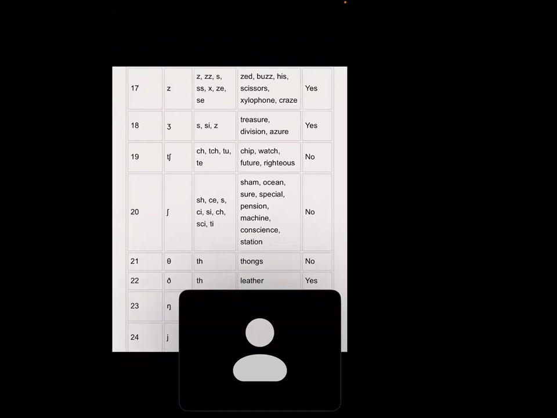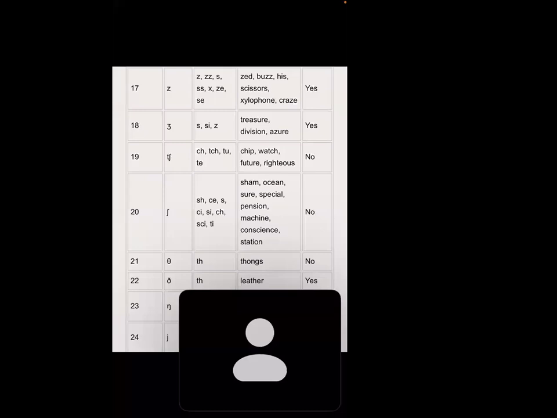All right, so this sound is found in words with letters S, SI, and then Z. For example, treasure, division, azure. The word division is not pronounced with a hard j. It's pronounced with the zh sound: division, treasure, pleasure, leisure. So all of these words with letter S most times give us this sound.